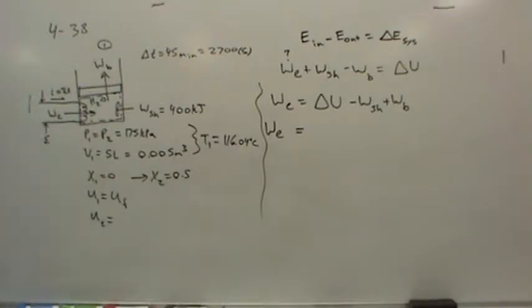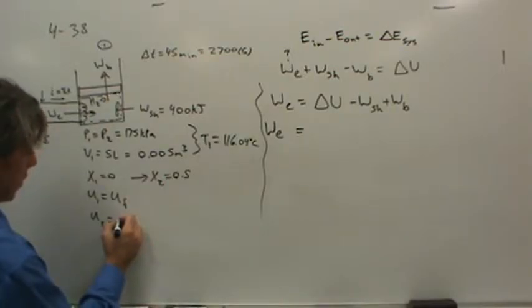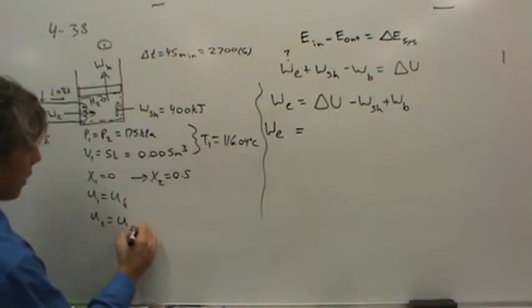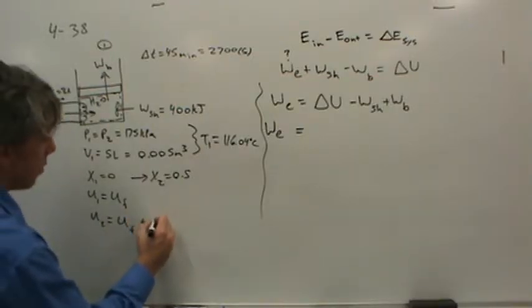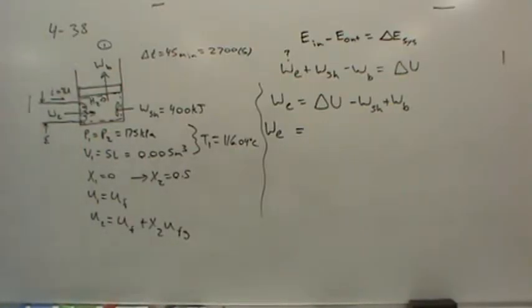Well, we have quality, and we can use that formula. The average of it is minus UF over UFG. So U average minus UF. I think the one you're looking for is U2 is equal to UF plus X2 UFG, right? Because that would give us the average internal energy in state 2.